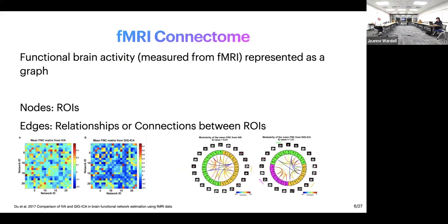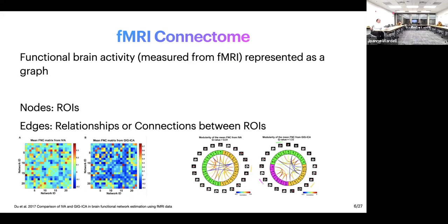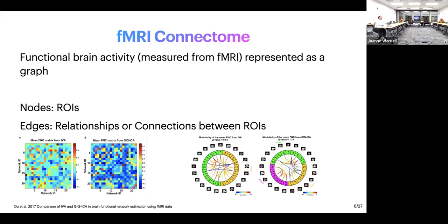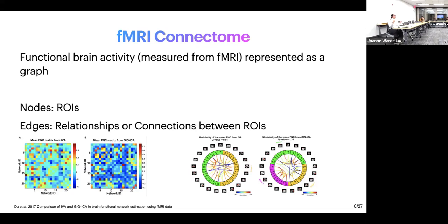And then people are studying this functional connectome. It's also called the fMRI connectome. Essentially, this is functional brain activity that we measure from fMRI, and it represents it on a graph structure, where each node is an ROI and the edges express some kind of relationship connecting the ROIs. We can measure the similarity between different ROIs using some kind of distance measure, and I think we use the Pearson correlation coefficient to make these connectivity matrices. So that's one way to think about it.